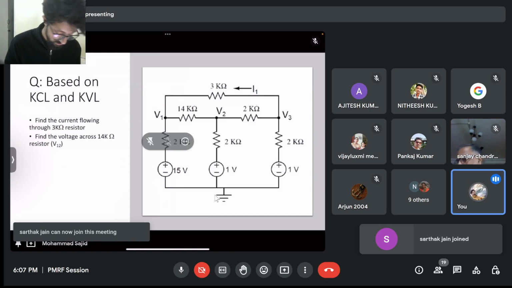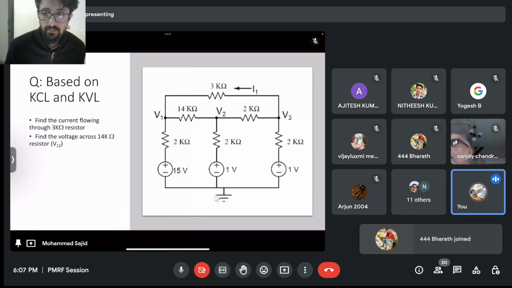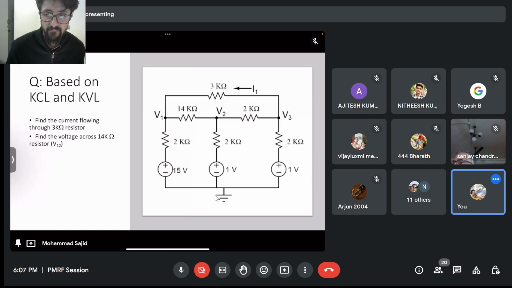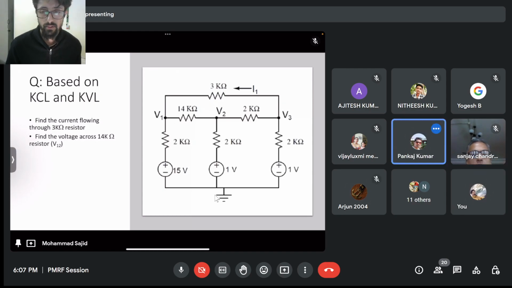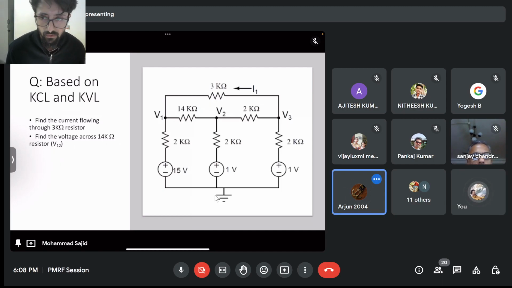So before we start, you have gone through the session. Before we see KCL and KVL, what do you understand by a node? Can anybody answer this? In a circuit, what is the definition of a node? Am I audible? Sir, node means junction. Okay, so does everybody understand what a node is in a circuit? Yes, sir. So how do you define a node in a circuit?